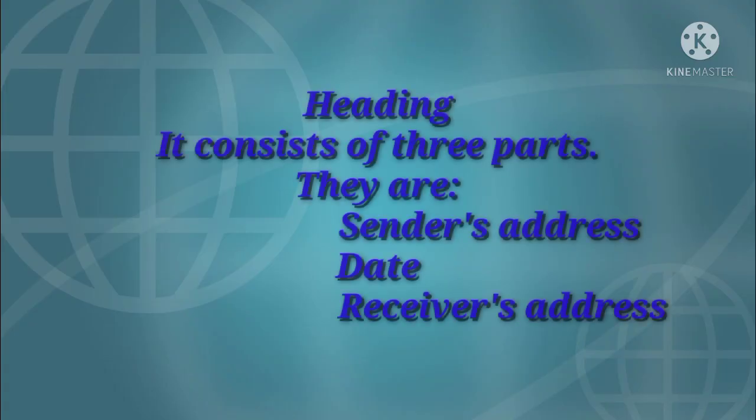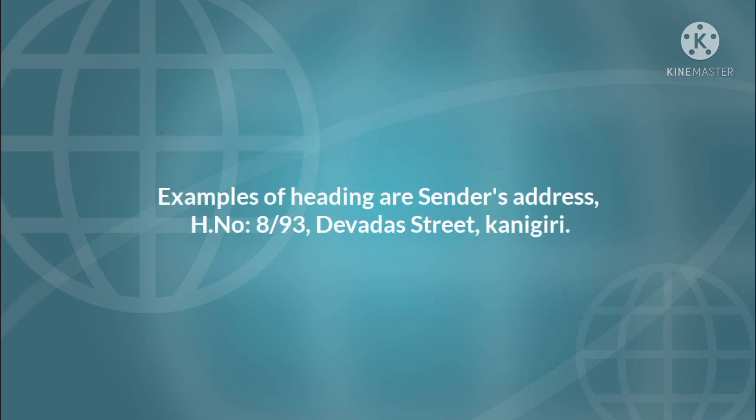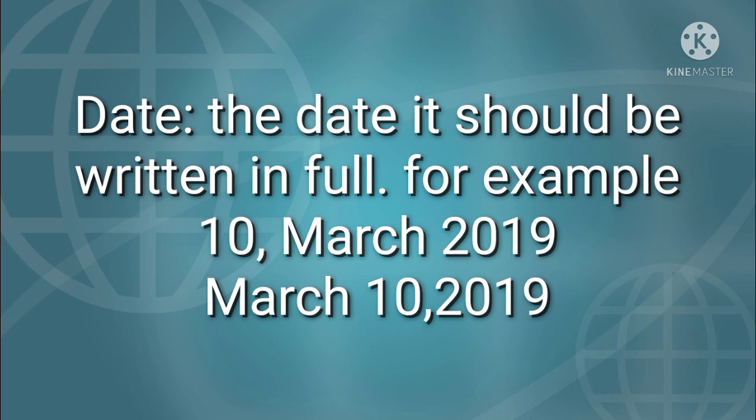First one is heading. It consists of 3 parts. They are sender's address, date, and receiver's address. Examples of heading or sender's address: 8/93, Devdas Street, Kanigiri. Date. The date should be written in full. For example, 10th March 2019.